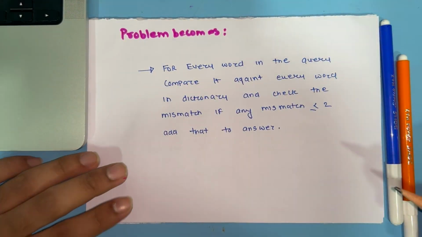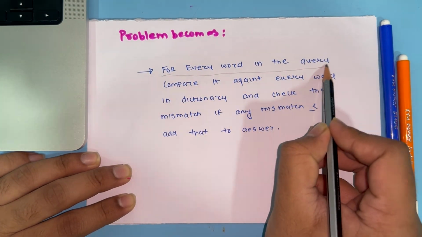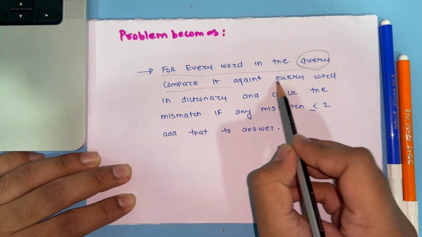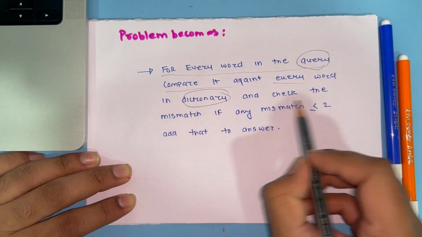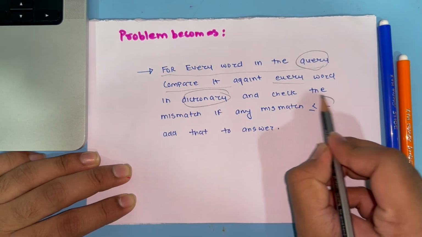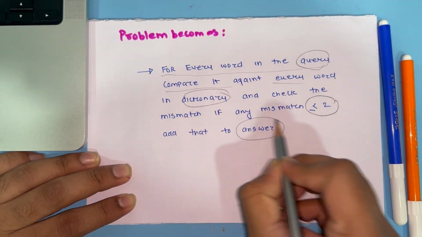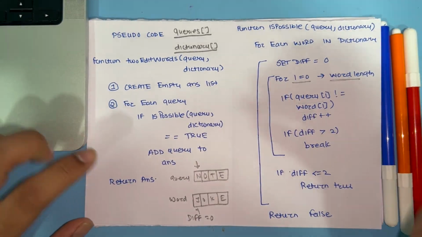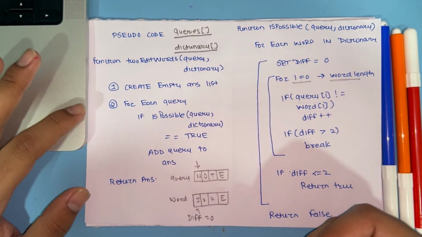So if we see, the problem becomes: for every word in the query, compare it against every word in the dictionary and check the mismatch. If any mismatch count is less than or equal to 2, add that in the answer. Okay, so let's go through the pseudocode and dry run against one example.